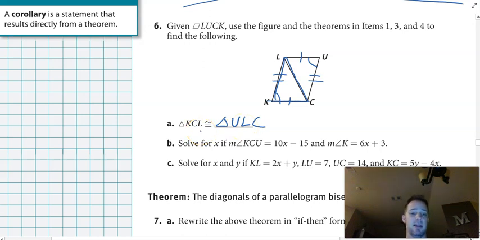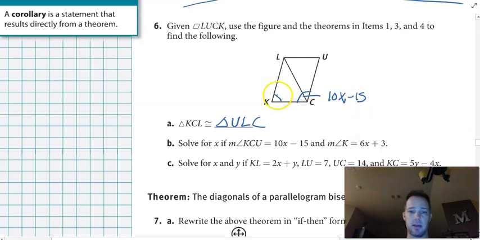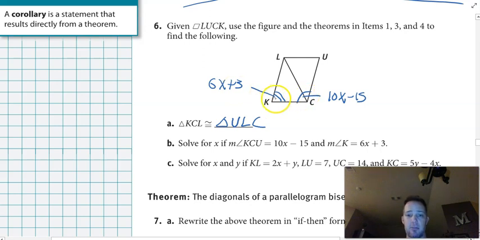All right, for question B, it says, solve for x if the measure of angle KCU equals 10x minus 15. So KCU, this whole angle right here, equals 10x minus 15. And the measure of angle K equals 6x plus 3. So right here, we have 6x plus 3. So how am I going to solve this one? Just looking at them, I can tell they're not going to be equal to each other. This is an obtuse angle here at C, and this is an acute angle.